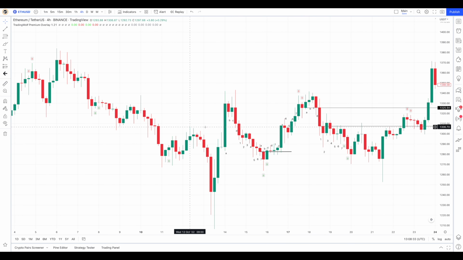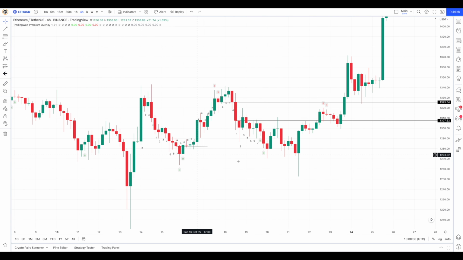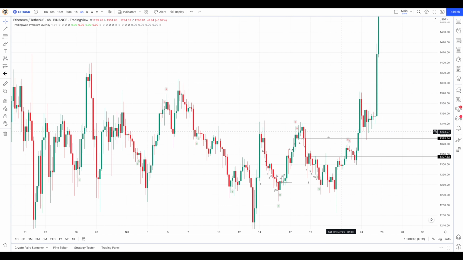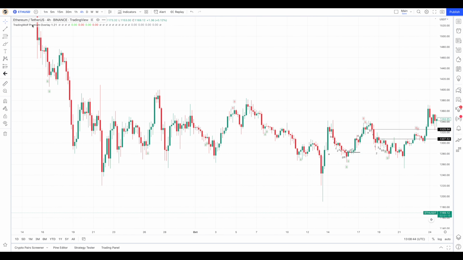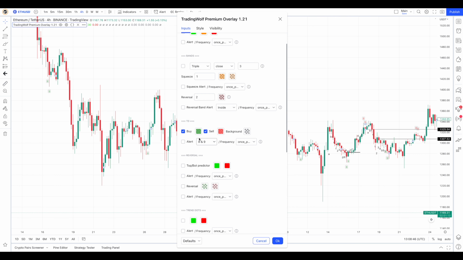We don't recommend trading off of this alone. You want to use support and resistance as confluence, as mentioned. But yeah, it's very popular, and if you don't know much about it, you can find out more in our documentation. In the settings, if you're only looking for buys or sells, you can choose which one.